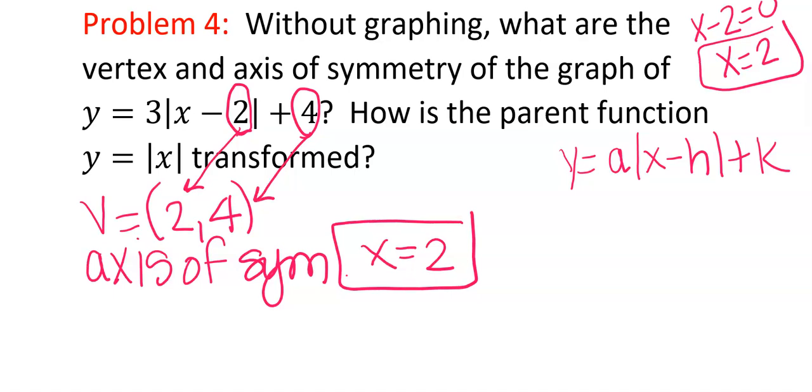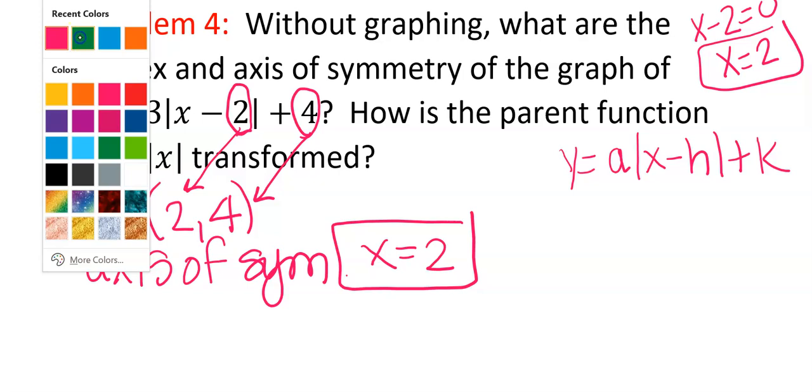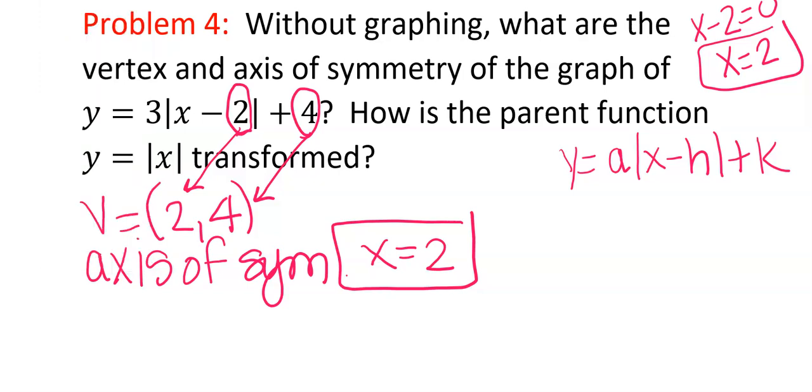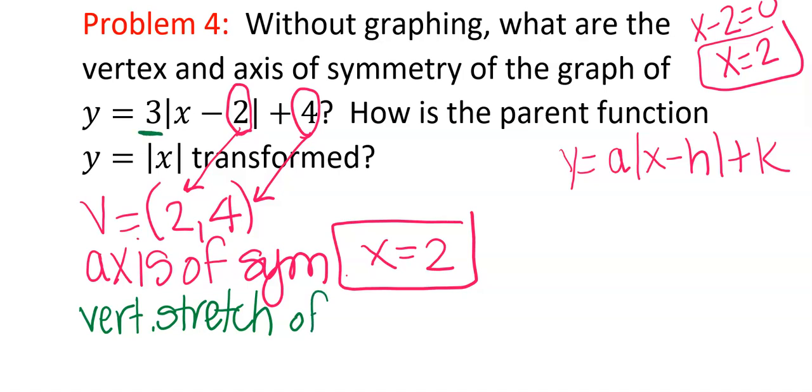Now we have to describe the transformation. Okay, so what about the 3 on the outside? Is it a stretch or compression? Vertical stretch of 3. The a part on this one, this is the a. Whatever number that is, take the absolute value of it. If it's between 0 and 1, it's a compression. If it's bigger than 1, then it's a stretch. So vertical stretch of 3.